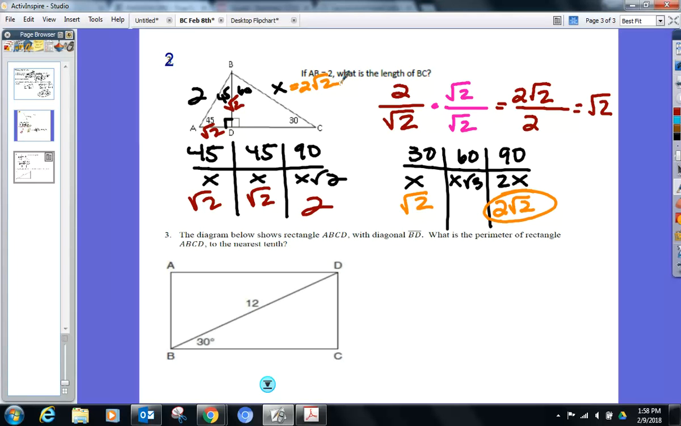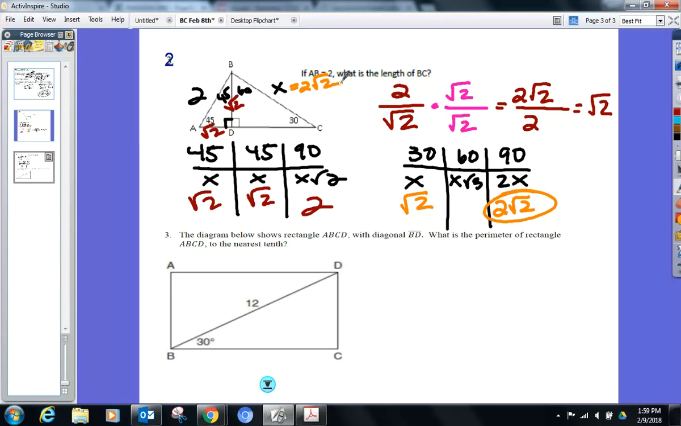Bella. If we were asked to find the side across from 60, what would we do to radical 2? Let's see what the rule is. I multiply it by radical 3. So radical 2 times radical 3. You are multiplying, so you can combine any radicals you want. So that'd be radical 6. Good question, radical 6.